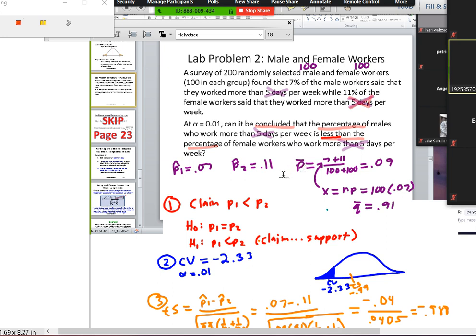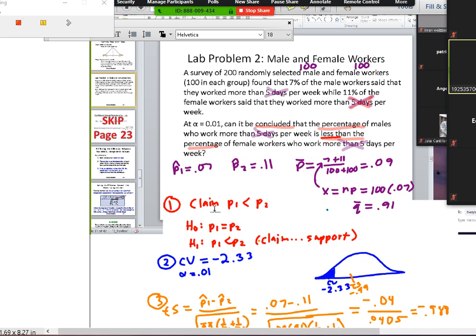And then your P bar is going to be 7 plus 11 over 100 plus 100, because we had 7 men. 7% of 100 is X is N times P. 100 times 0.07, right? 100 men, 7%. That's 7 men plus 11 women. Again, 11% of 100 is 11. And there's a total of 200 people, 100 men and 100 women. So you have P bar is 0.09, which means that Q bar is 0.91.